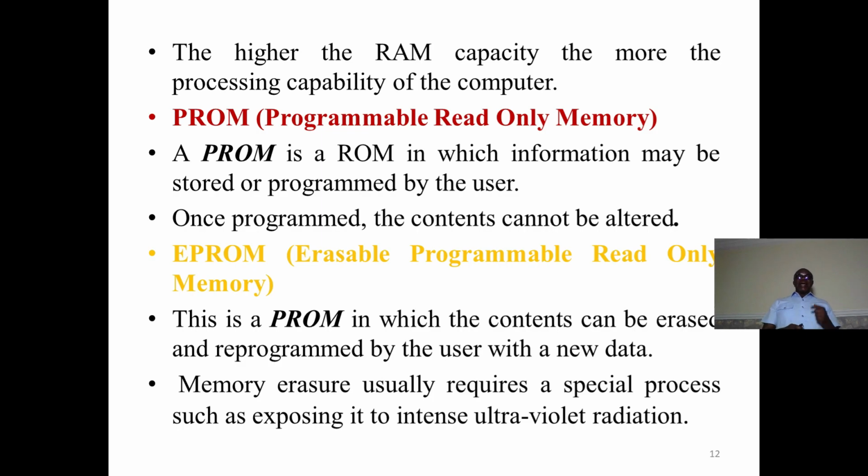Then, the higher the random access memory capacity, the more the processing capability of the computer. In other words, when you want to buy a computer, you have to know the capacity of the RAM and know that the higher the capacity, the better the processing capability of your computer. Then, let's get back a bit to ROM.